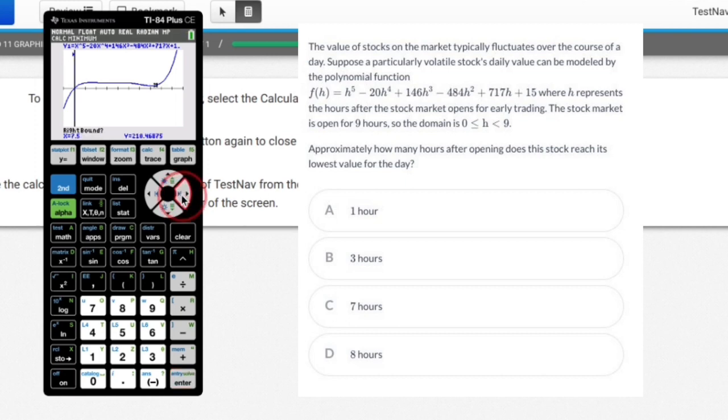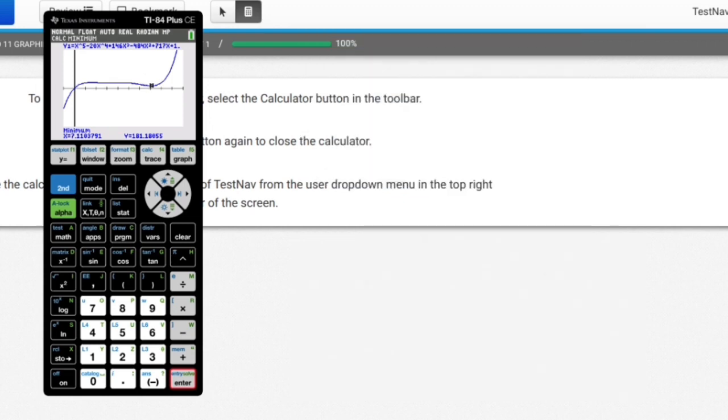I probably didn't need to zoom out to do this, but at least I got a nice looking picture. Boom. And my minimum, which I thought maybe would be at 0, is actually not at 0 at all. My minimum is at the x value of 7.11. So approximately how many hours after opening does this stock reach its lowest value of the day? 7.11 is much, much closer to 7 than it is to 8. So we are going to say that C is the answer.